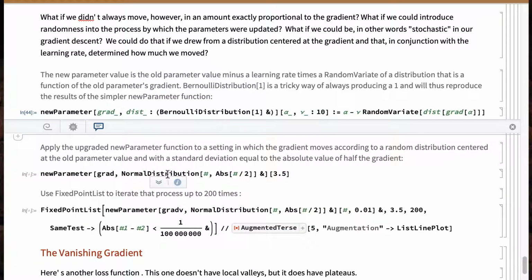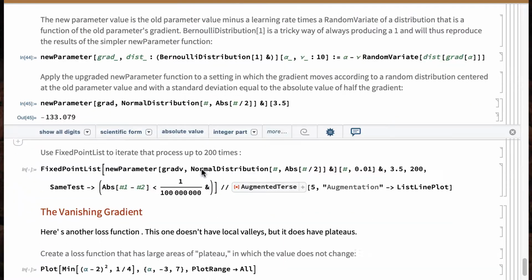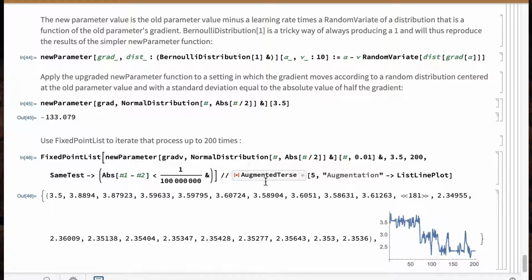What you really need to understand is that I've managed to introduce randomness into the movement of the parameters. So let's see how that works if my movement is drawn from a distribution centered at the gradient value and with a standard deviation that has some relationship to the gradient value. Let's see if that works. Well, it gives me an answer. Let's see if that introduction of randomness improves anything. And the answer is it's not great.